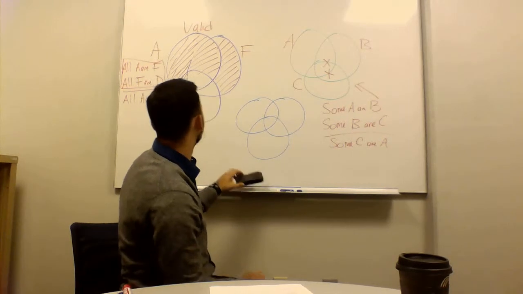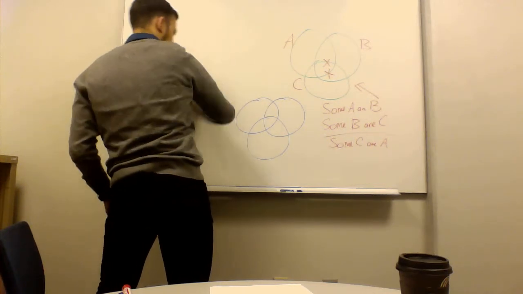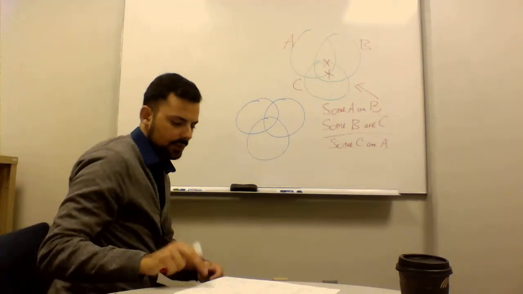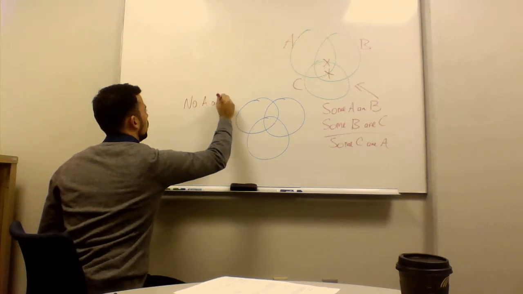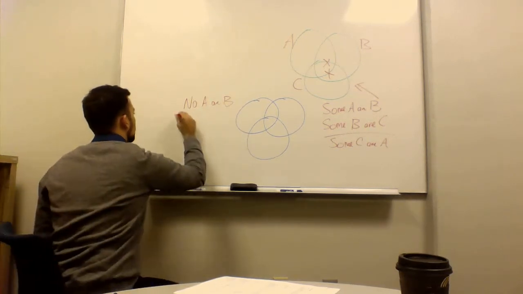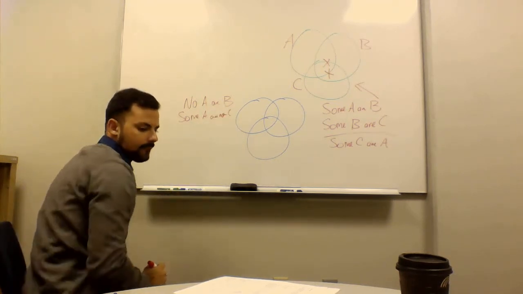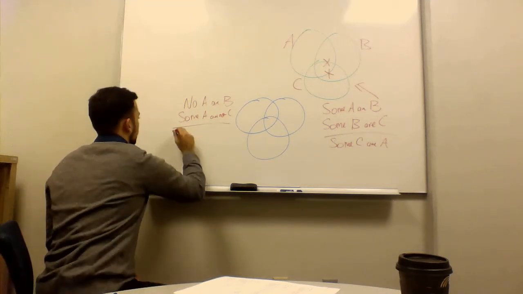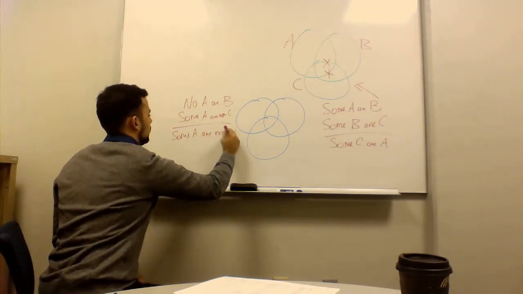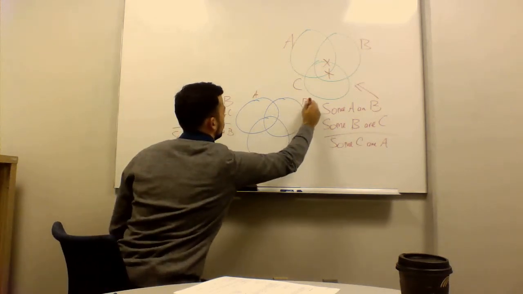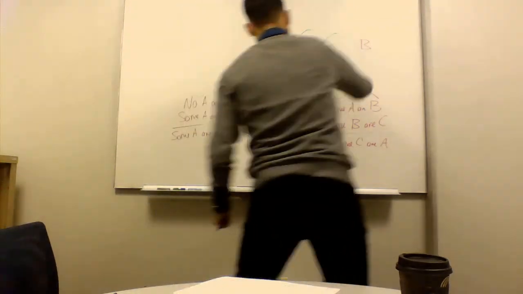So let's look at another example. I'll erase this. Okay, so in this example we have: no A are B, some A are not C, therefore some A are not B. A, B, and C. Okay? And so in this argument, right, I'll actually also erase this so it's not confusing at all.